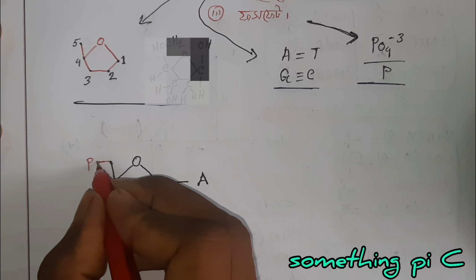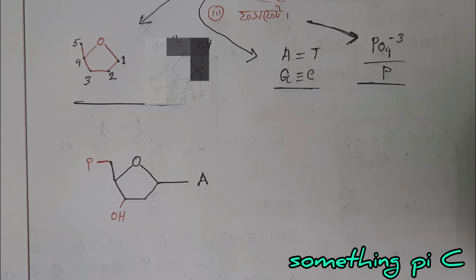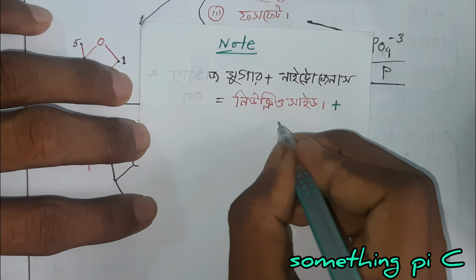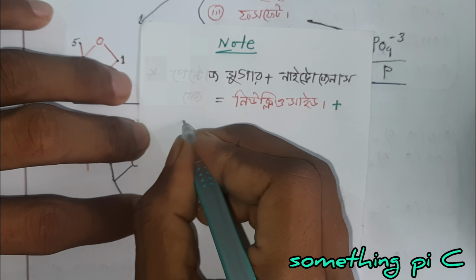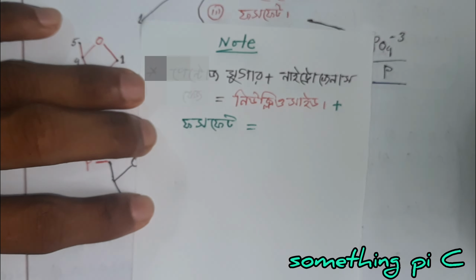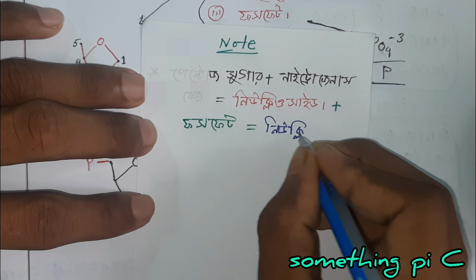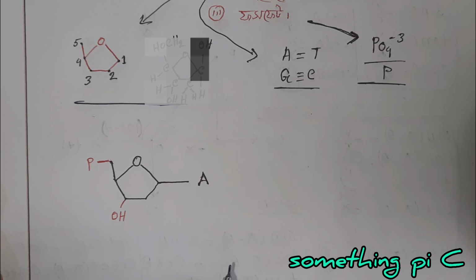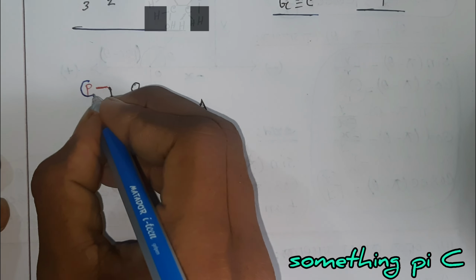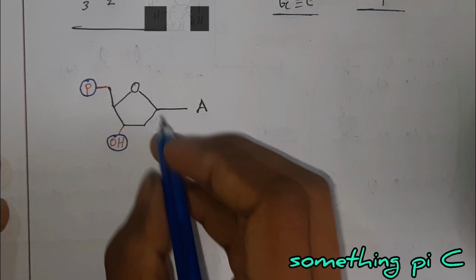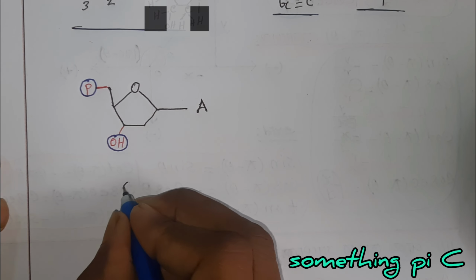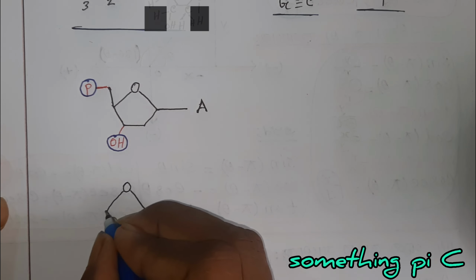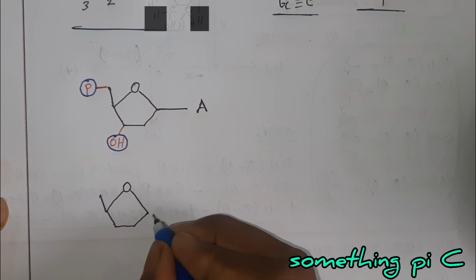We know carbon number 3 has an OH group, and carbon number 5 connects with a phosphate group, and when this nucleoside connects with a phosphate, then it is called nucleotide. So in a short note we can also write down that when a nucleoside connects with a phosphate, then it is called nucleotide, and this is only a single nucleotide. We can mark carbon number 5, that is phosphate, and carbon number 3, that is OH group. This is important for the next nucleotide.